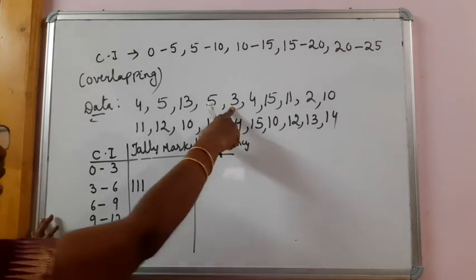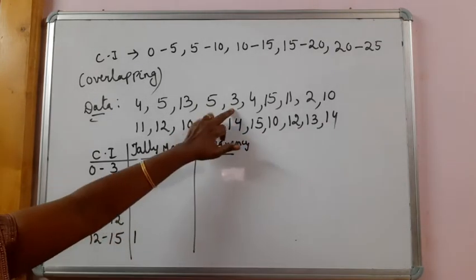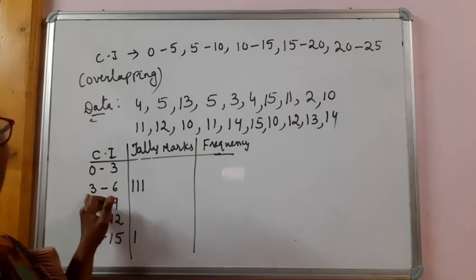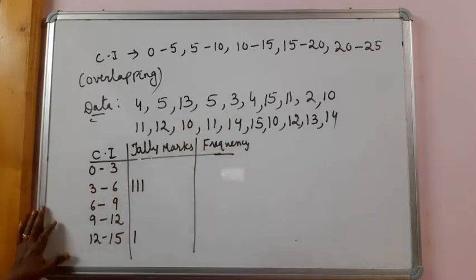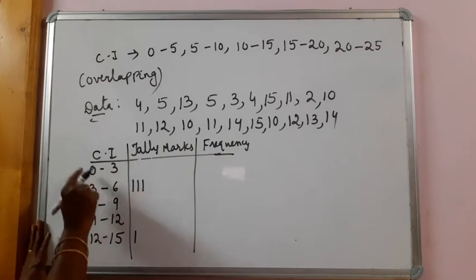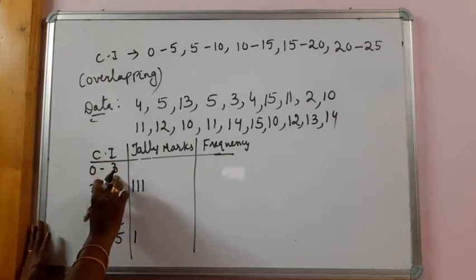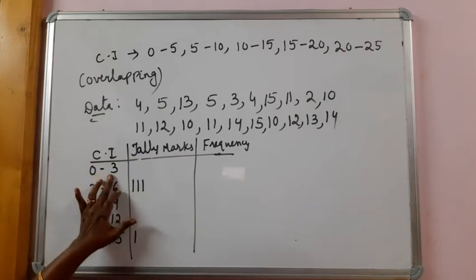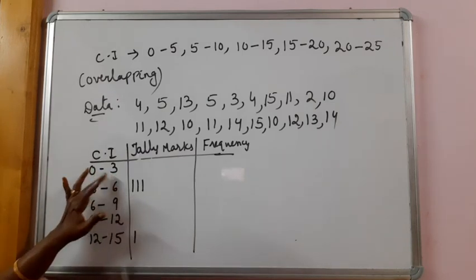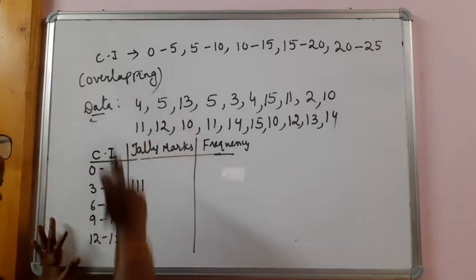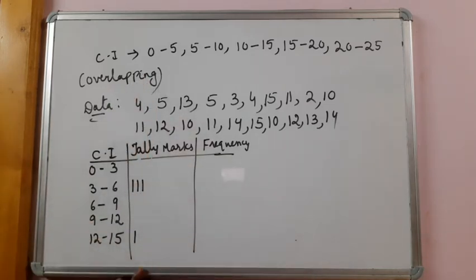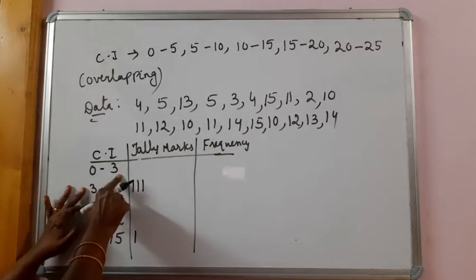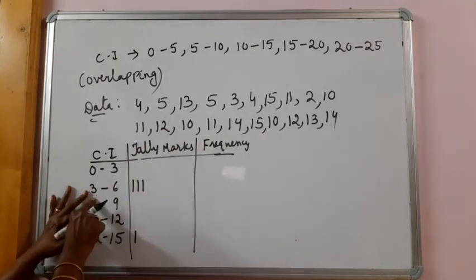Now 3 came. Now you have a doubt whether 3 will be included here or here. Whenever you get that, 0 to 3 means from 0 to less than 3, but not 3. Mostly we use overlapping class intervals for continuous data. So 3 will be added here, not here. It will be counted as the lower limit here.